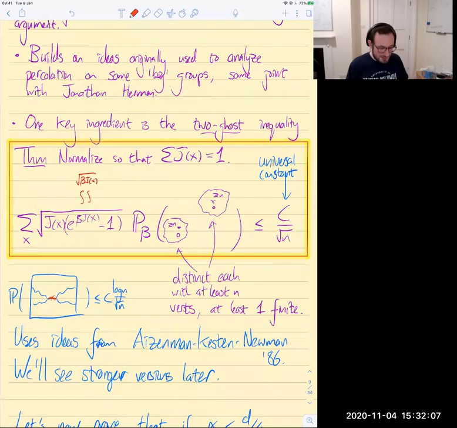So what it says is that these kinds of events where you have two big clusters that are distinct, that are near each other, have low probability in this totally universal way.